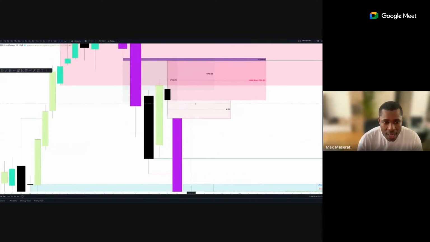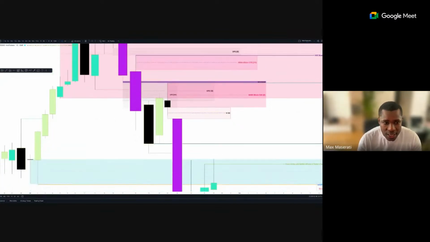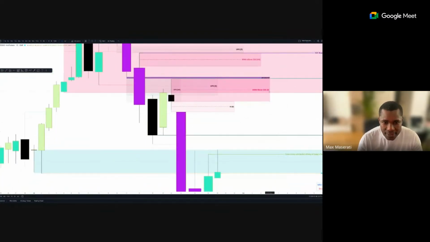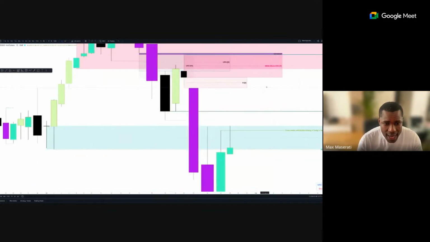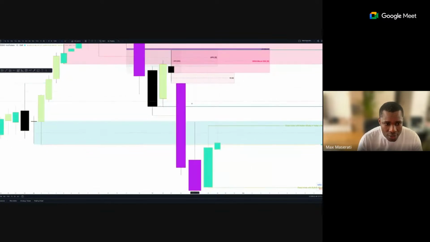Okay, and then we have a volume imbalance here. If we are looking down, we have an MMM internal block CDS, and we have our external block here on H4, and then price came all the way down here. What do we have here? Another unfair pricing gap on the daily. Very, very sweet.